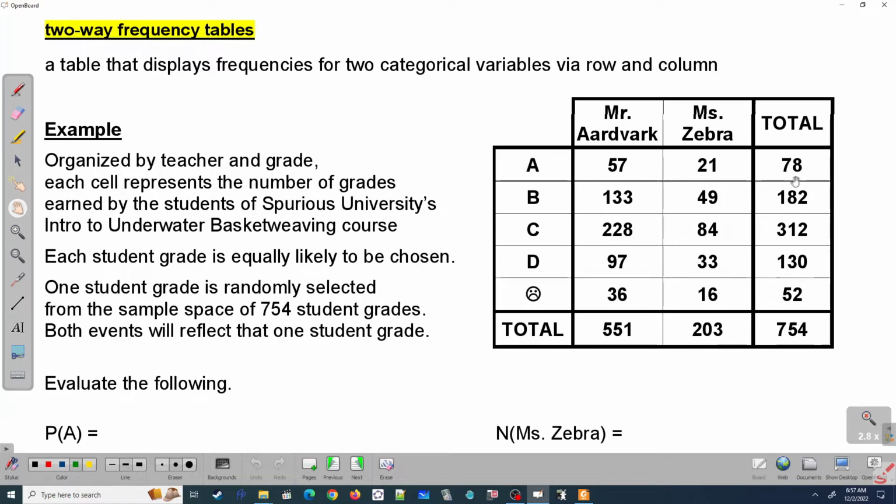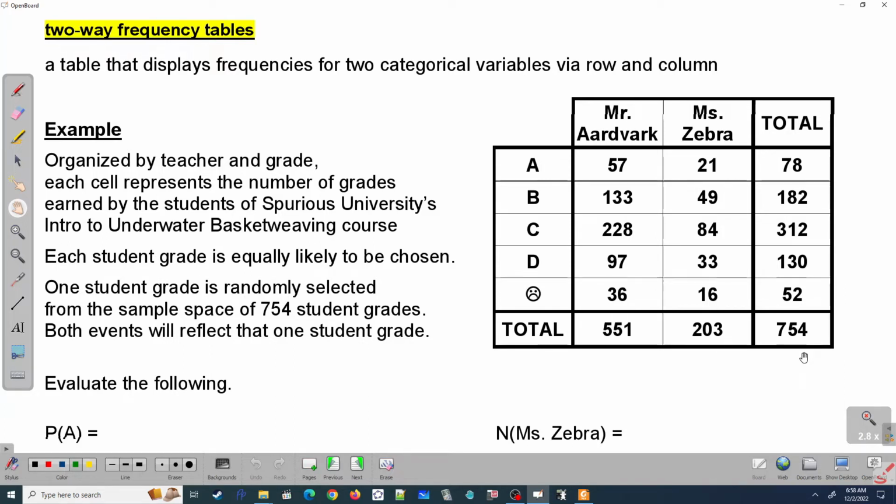And we're saying of those that have taken that particular underwater basket weaving course, 78 students received an A over time. 52 students were not happy with their grade when they were finished. In Mr. Aardvark's class, we had 551 former students, and Mrs. Zebra had 203 students. And I've done all the totals to make it a little easier for us, but there's 754. And what we're going to do is randomly select one student, and maybe they're going to take a survey. And we're going to figure out the different probabilities.